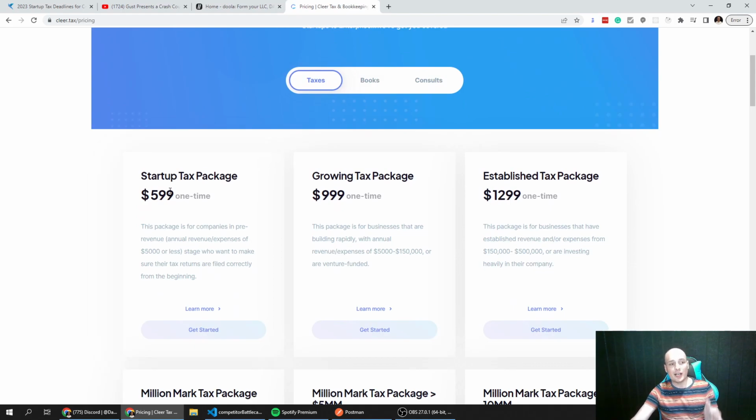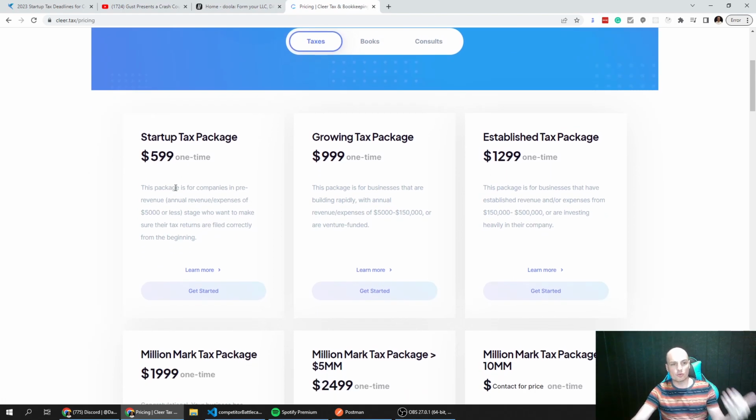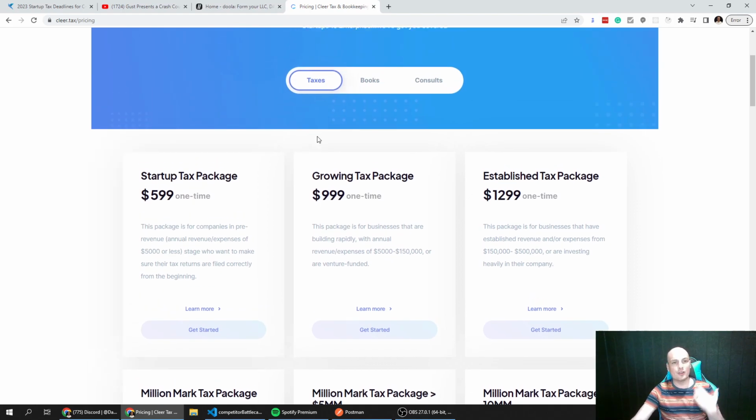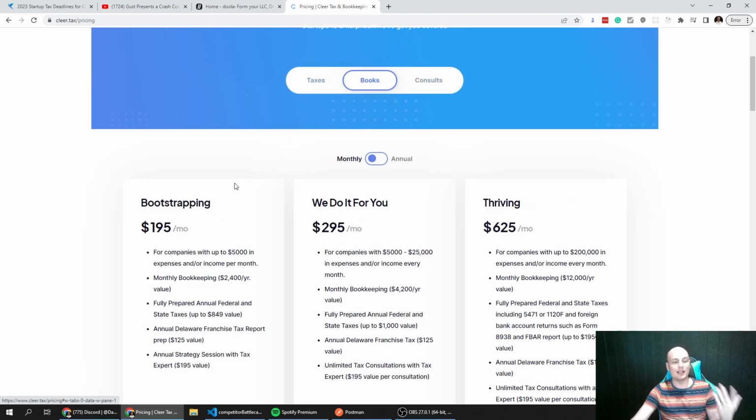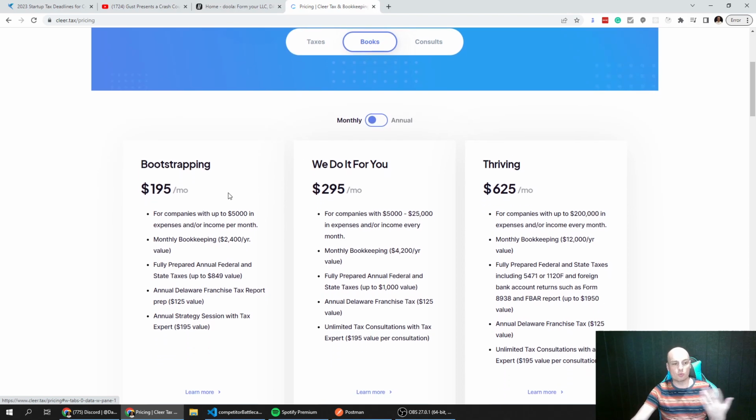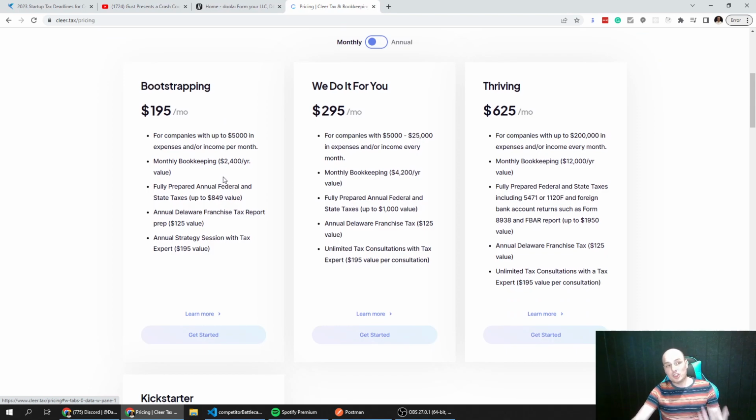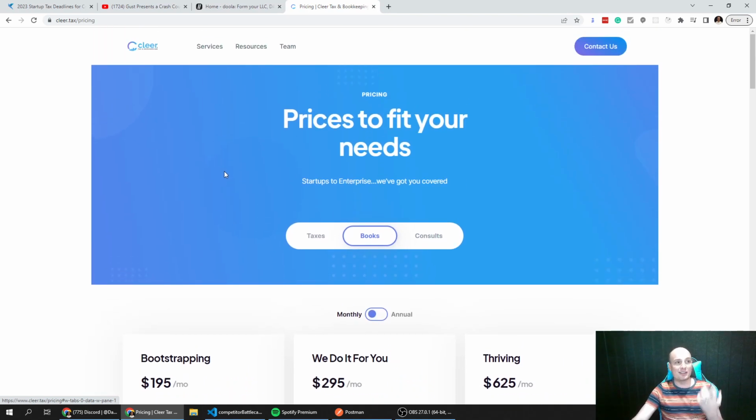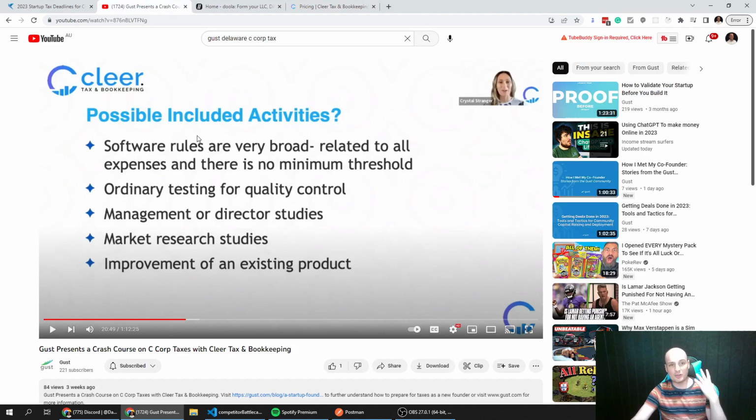They've got different tax packages, so if you just need them to submit your tax returns and that kind of thing, but you also can then combine that with monthly bookkeeping as well, which I imagine helps streamline the whole process through their offering. I didn't choose to go with Clear despite the fact that this presentation was exceptional.